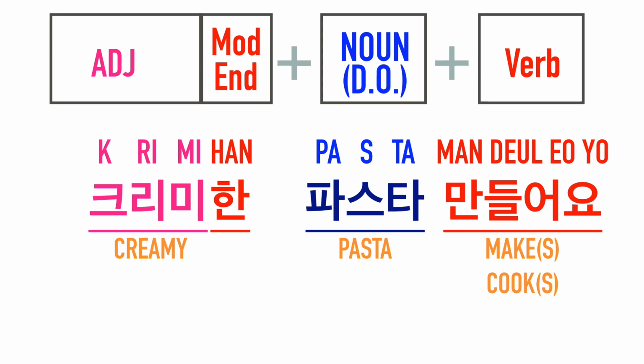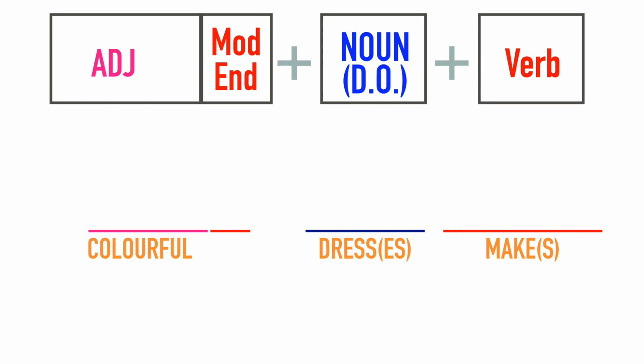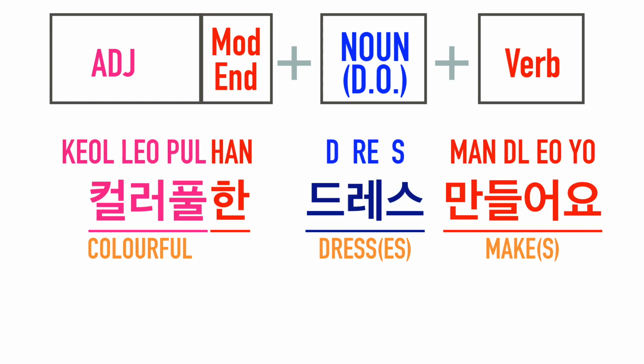So in the next two examples, we're gonna practice making sentences using the verb 만들어요. Try saying you make a colorful dress or dresses, although once again, just treat it as a singular here. 컬러풀한 드레스 만들어요.